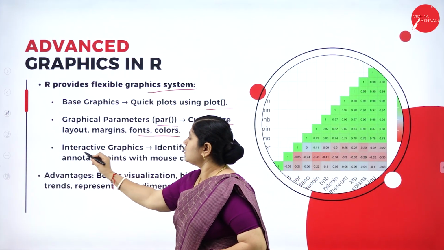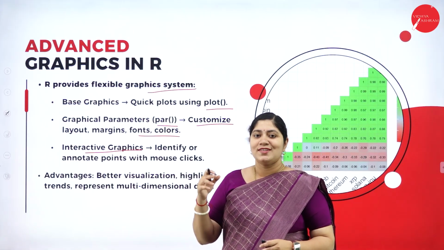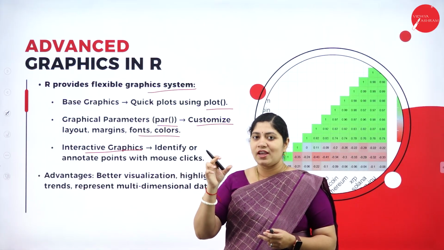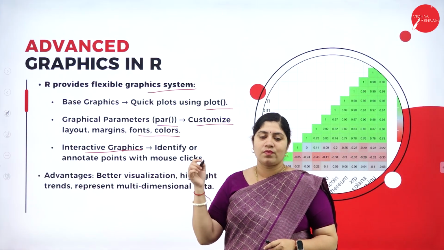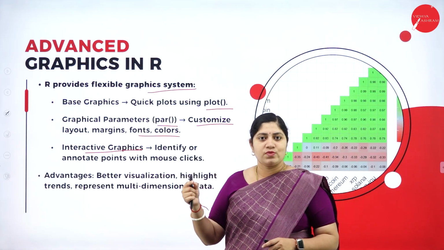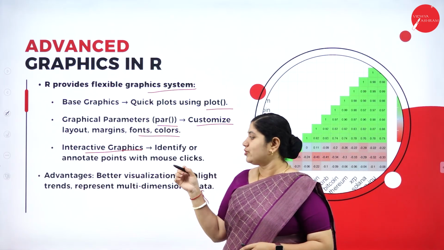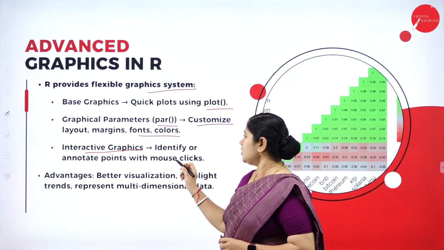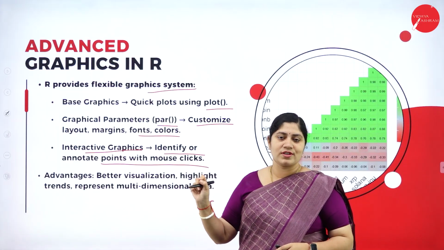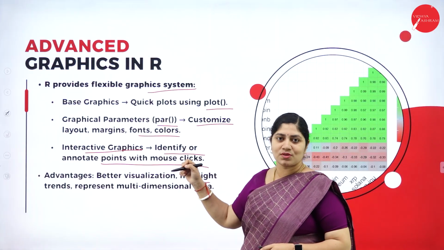And up next is interactive graphics. Interactive graphics, as we can correlate on Google, if you open a single plot and give a click on that image of the plot, then you can see the plot will be in a maximized version and you can see each and every point in a very good way, correct? So in the same way, we can correlate it over here. We can identify or annotate points with just mouse clicks. So that is very advantageous, right? So that's how things work.